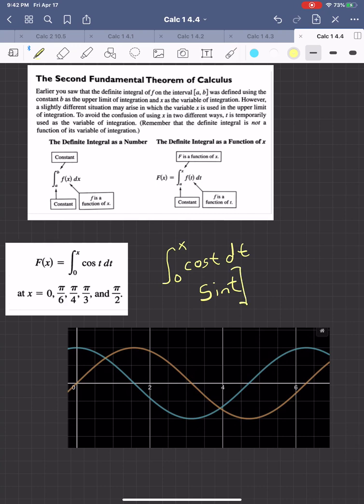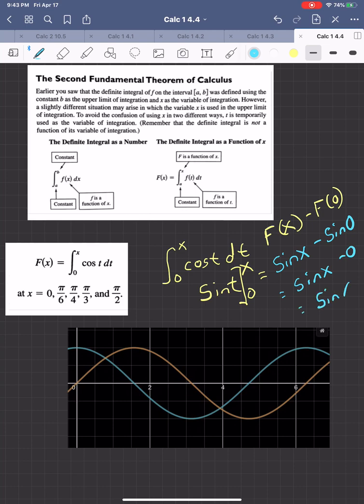And now we want to go ahead and back substitute from 0 to x. So F of x minus F of 0. And remember how I said that t is going to disappear in just a second? Well, let's do this. You are subbing in for t, so this would be sine of x minus sine of 0. And what is sine of 0? It's just 0. So that's sine of x minus 0, or in other words, sine of x. So there's your integral.